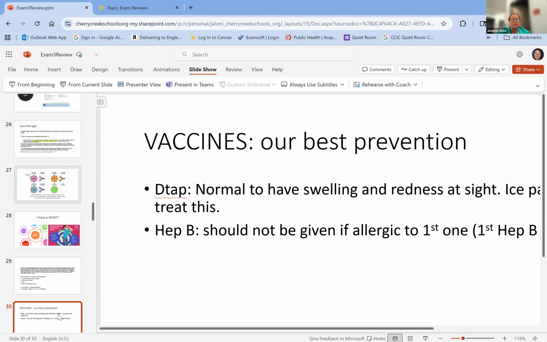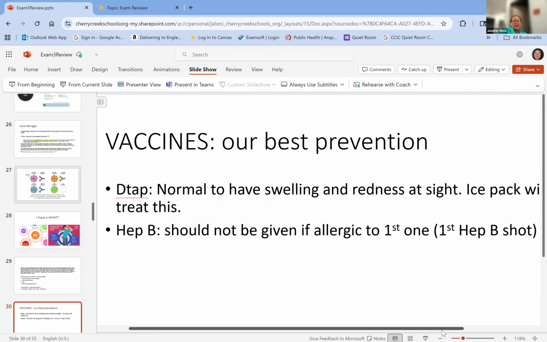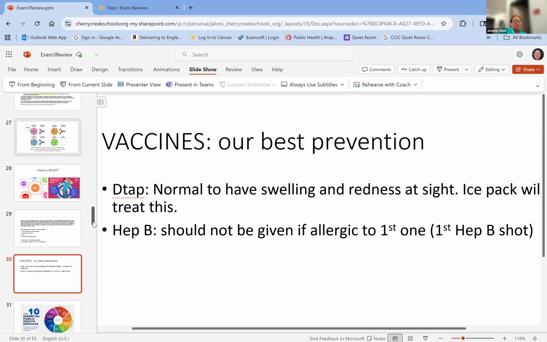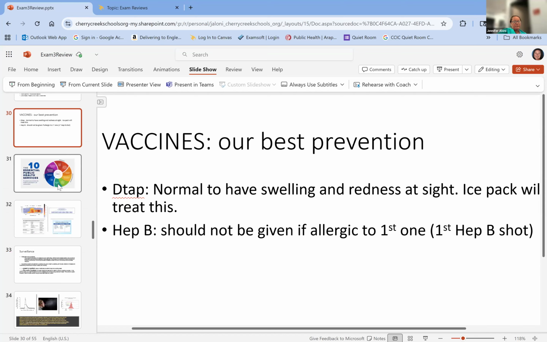All right, for our vaccines, what I want you to know about 2 of them. DTaP, normal to have swelling and redness at the site. What do we do for it? Just give them an ice pack. Why would we not give hepatitis B to a patient if they were allergic to the first one? So these are 2 vaccines I want you guys to be specific and know. Side effect, normal to have swelling and redness at site for DTaP, and for Hep B, we don't give it if they've gotten another dose that had a reaction.